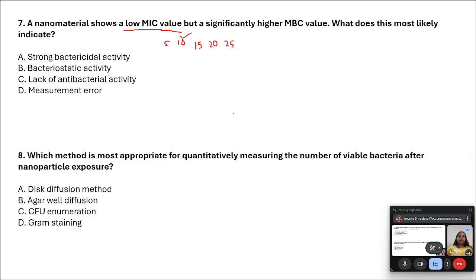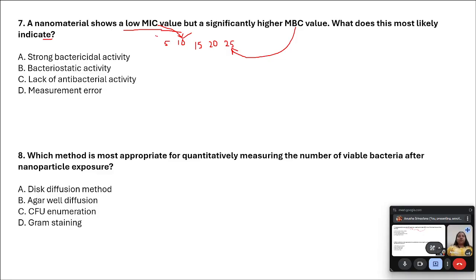per ml, but a significantly higher MBC value. Now, suppose the MIC value that you found with your experiments was 10, but the MBC value that you found with your experiments was 25, right? So, this is the question. This is the scenario that is being asked. Now, what does this most likely indicate?